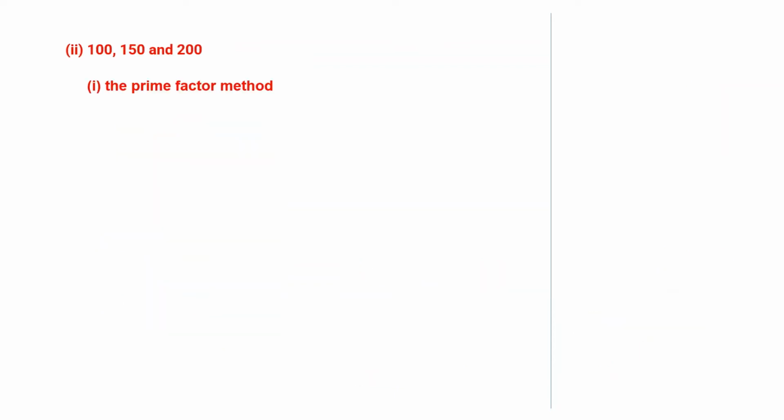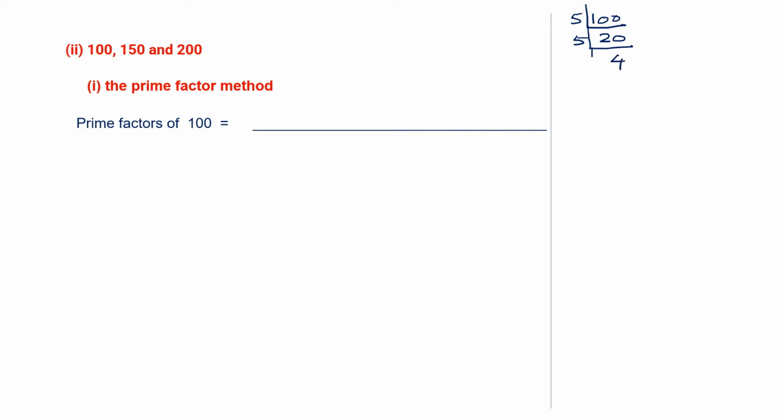Question: 100, 150 and 200 using the prime factor method. So first step, prime factors of 100. Let's find. We can divide with 5. 5 is a prime number. 5 twos are 10, 20. 5 fours are 20. Now I can use 2. 2 twos are 4 and 2 ones are 2. So what are the prime factors of 100? 2 into 2 into 5 into 5.